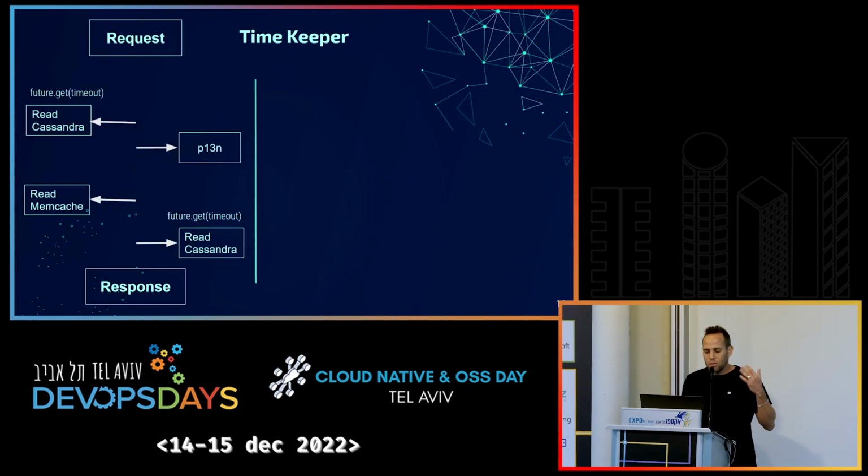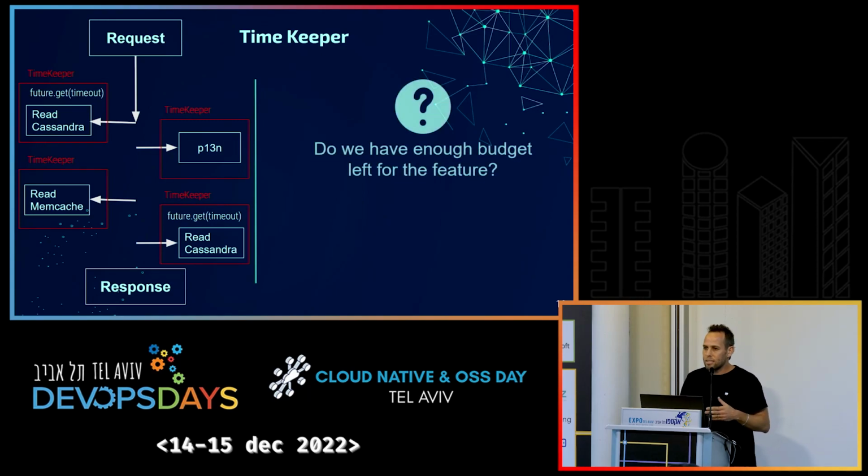So if we go back to the flow, but this time we wrap all the features with a timekeeper, now when we need to read from Cassandra, we'll use something called the timekeeper budget, which measures the entire time that this feature runs, even if it happened multiple times, on the single thread of the request. And only if we have enough budget left, we'll execute this code. So now timeouts are practically enough.